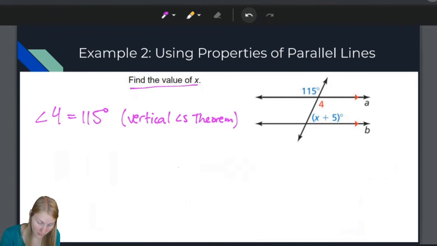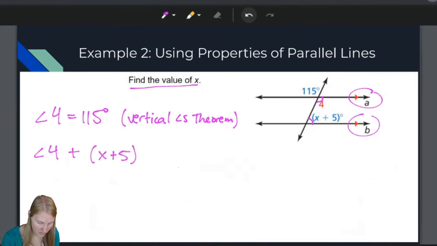And look at this, 4 and x plus 5, these are consecutive interior. They're on the same side of the transversal, and they're in between the 2 lines. So because these lines are parallel, we know that angle 4 plus x plus 5 equals 180 degrees. And we know that angle 4 is 115 degrees.